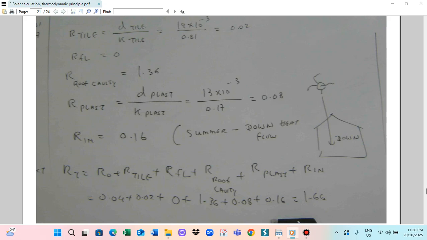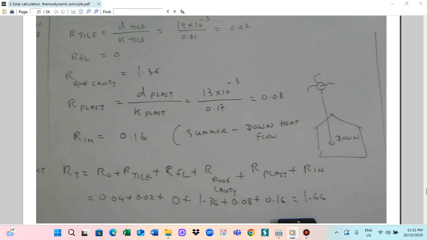This is summer. So this is heat flow. This means the sun heats, then it cools down. Heat flow is down. So because of this summer time, you can take the 0.16. Then you can calculate all R total there.